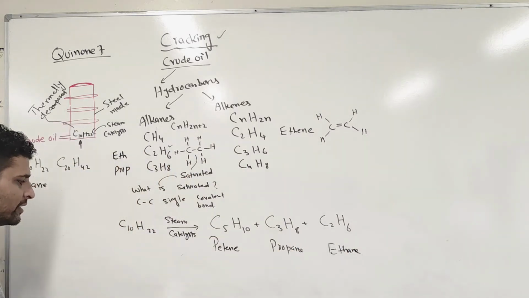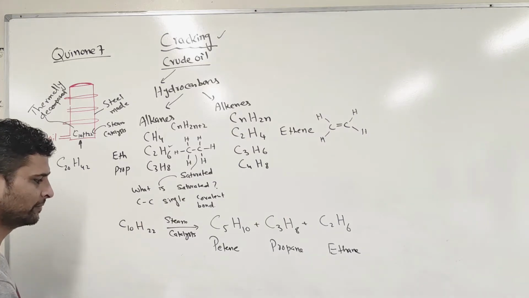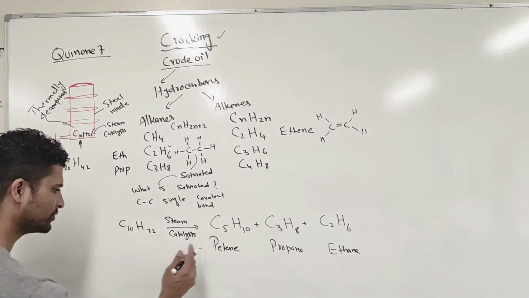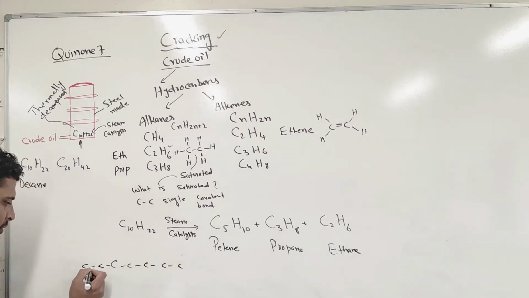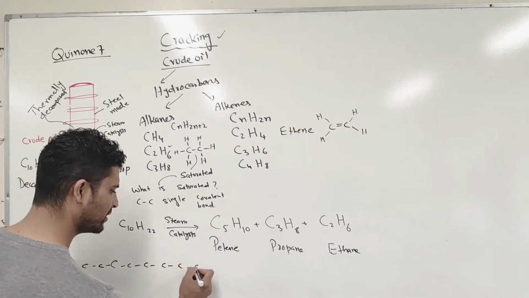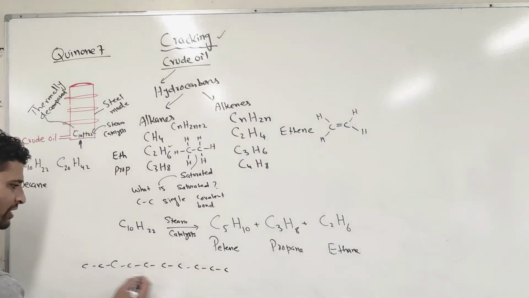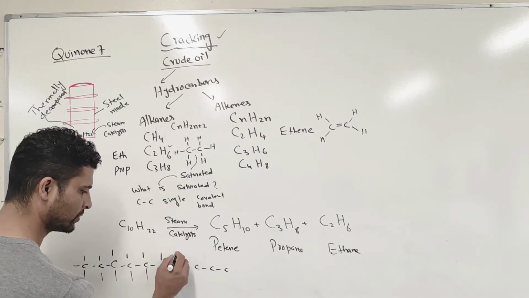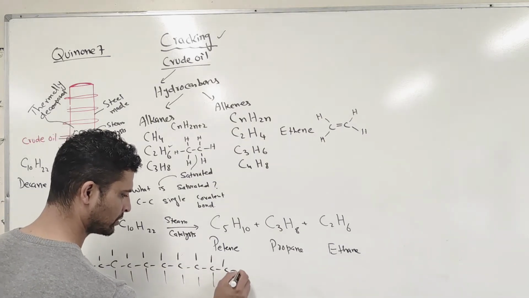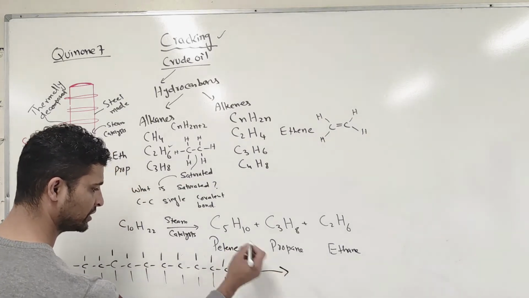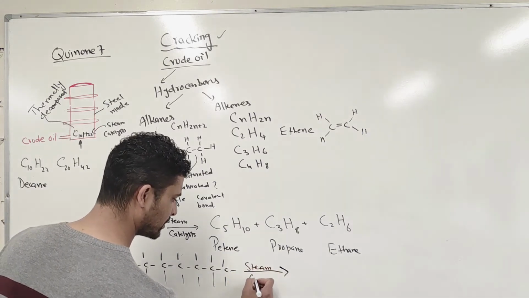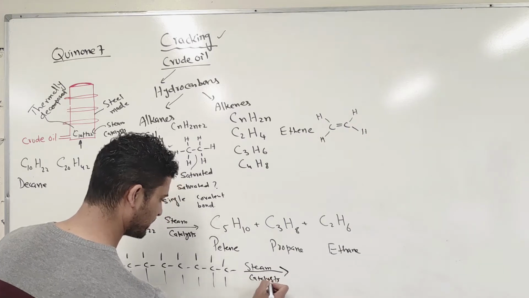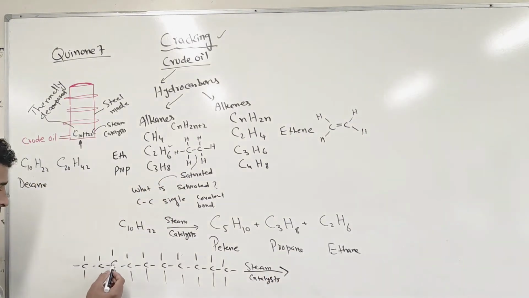Once you got that, you have C10H22. You cracked it, so a large hydrocarbon like this: 1, 2, 3, 4, 5, 6, 7, 8, 9, 10. So you have decane, and these are the hydrogens. You use steam and catalyst, and you're going to break it: 1, 2, 3, 4, 5.